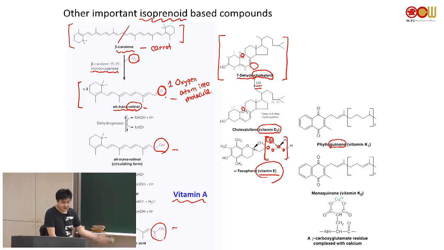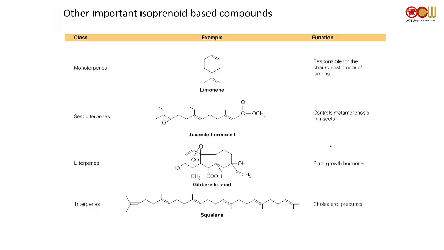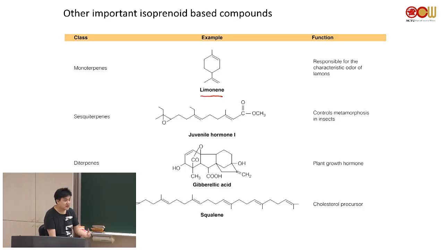Okay. There are some other isoprenoids-based compounds that are useful. For example, limonene. Limonene is responsible for the lemon flavor that you can smell. It's one of the key characteristic odors of lemons. Right? Limonene is something people also try to make for biofuel, okay? Because it's 10 carbons and it's good to burn, right? So this is something that people want to do.